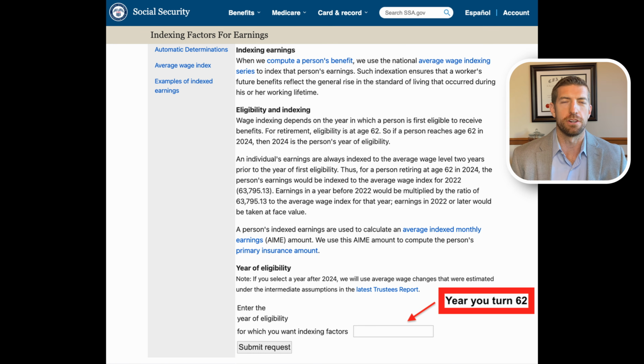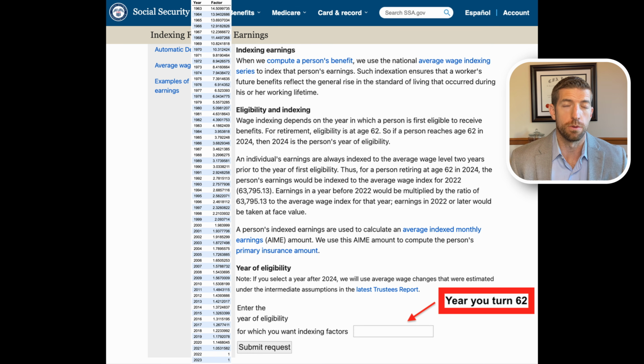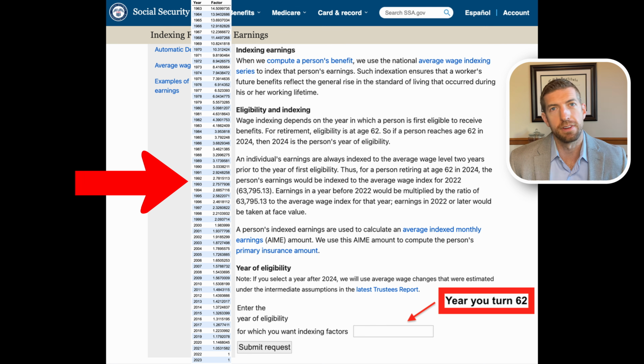Second thing is we need to get your indexing factors. And your indexing factors are going to be based on the future year or the past year that you turned 62. So again, if you go to the Social Security Administration website, you can easily request them to provide your indexing factors for you. Put in the year you turned 62 and they will provide those indexing factors for you. In this example, I've put in the year 2024 for a hypothetical retiree turning 62 this year. So you can see those indexing factors here. Add those to your spreadsheet.